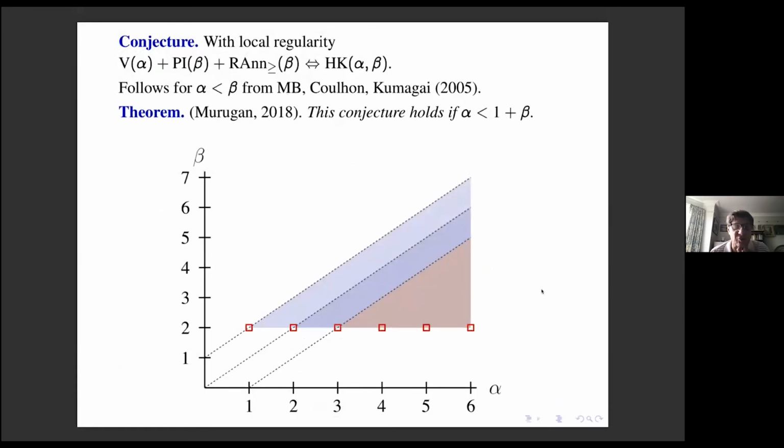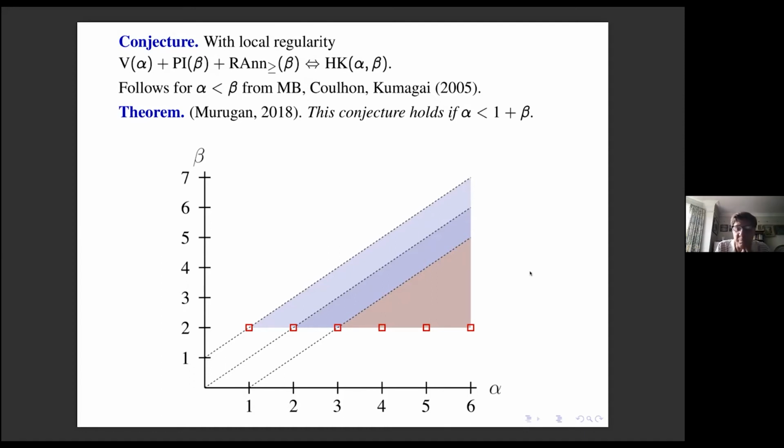So here's a conjecture. If you've got local regularity, then the volume bound, the Poincaré inequality, and the annulus resistance bound are going to be equivalent to the HK alpha beta bound. And when alpha is smaller than beta, this follows from a paper of myself, Coulhon and Kumagai of 2005. And recently, it's been proved by Murugan that it holds when alpha is less than 1 plus beta.